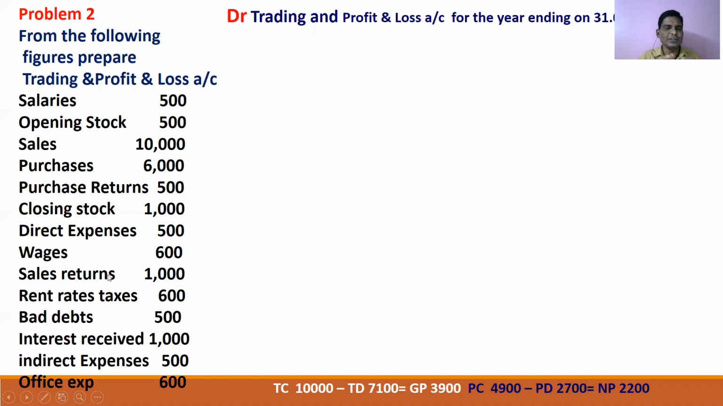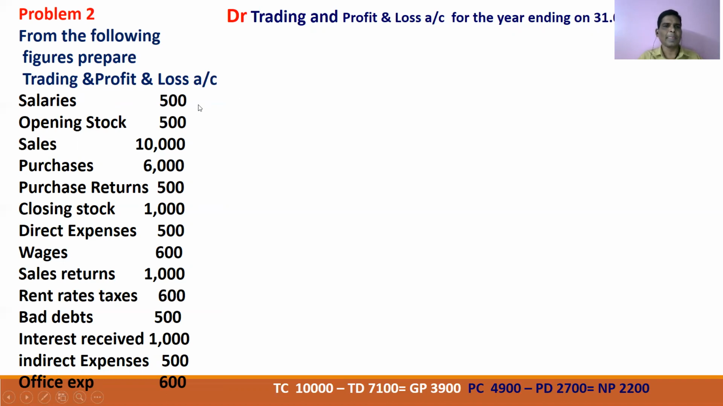So final accounts means you have to be ready to convert the problem into 6 sections: TD, TC, PD, PC, assets, liabilities. Now the question is only trading and profit and loss account. You have to debit trading account, credit trading account, debit profit and loss account, credit profit and loss account. These are the 4 items. Now I will explain.